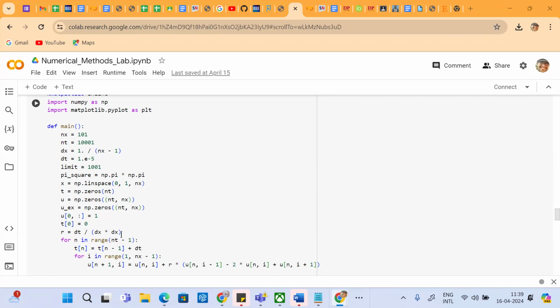So check your notebooks again. Check your notebooks again for these quantities. Those quantities will be used throughout. Okay. Let's go down.